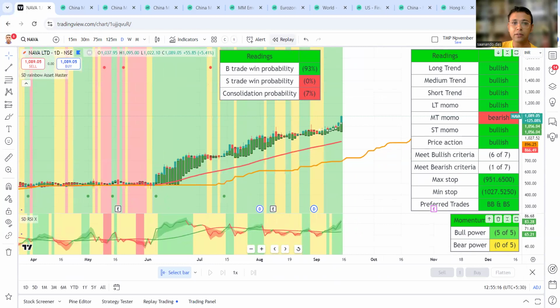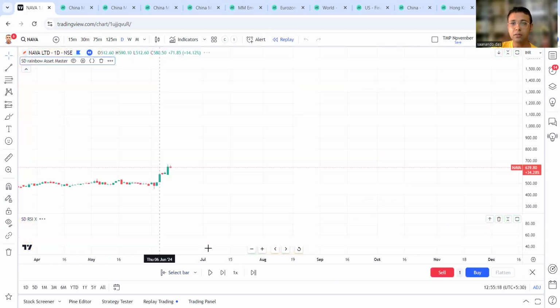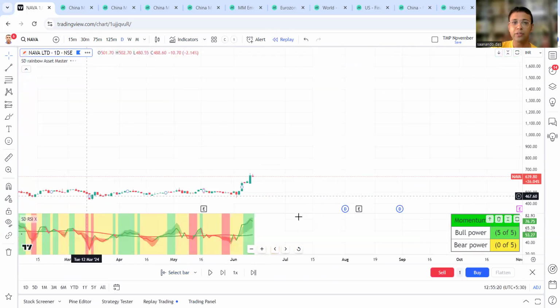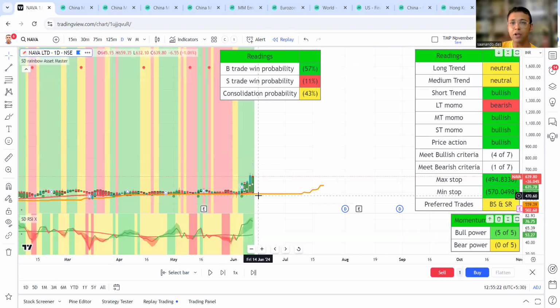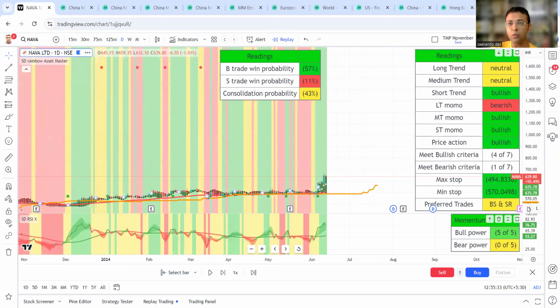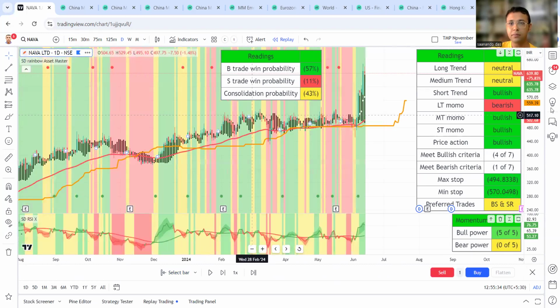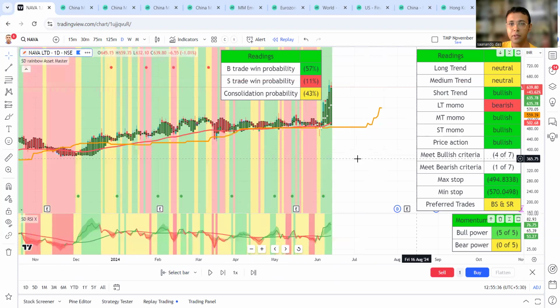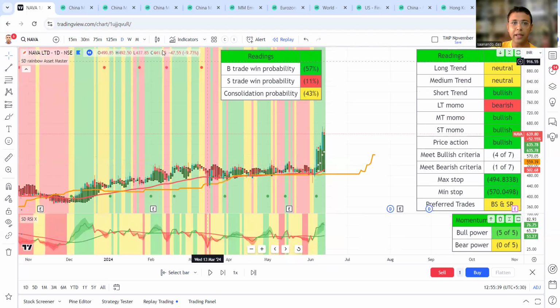Let's go back to this era. You can see price is above the long-term trend line, but long-term trend is neutral. Price is here. And also let the other components come. So price is currently actually at this level. You can see the price level in blue.